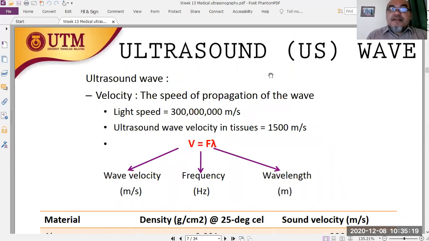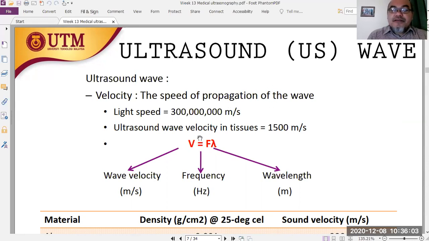The velocity of an ultrasound wave is defined as the speed of propagation of the wave. If light speed is 300 million meters per second, or 300,000 kilometers per second, ultrasound wave velocity in tissue is quite fast, but not as fast as light, of course. It travels at a velocity of 1,500 meters per second. This is faster than the velocity of sound in air, because the medium is denser in tissue compared to air.